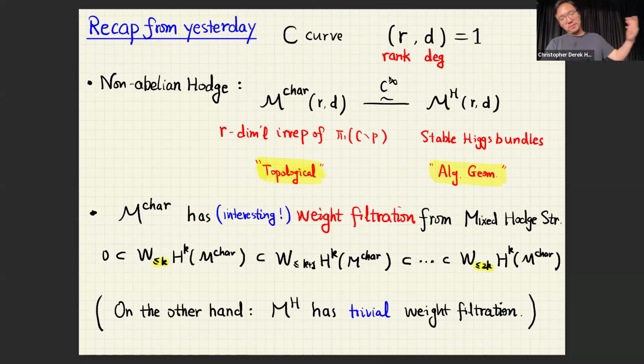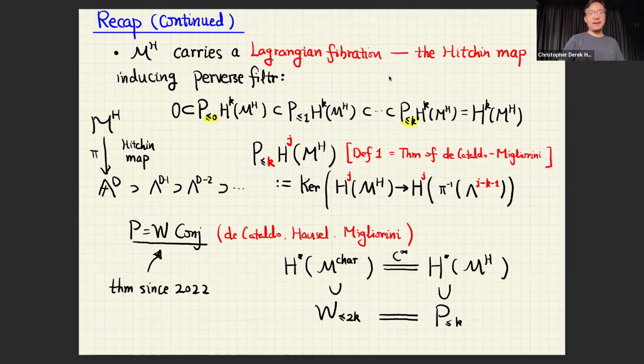On the other hand, if you look at the Hitchin moduli, the moduli of Higgs bundles, then because of the C star action, it is not very hard to show that MH has a trivial weight filtration. In other words, although this is not a proper or compact variety, the mixed Hodge structure is actually pure. Every class in HK has weight K. So the more complicated, more interesting object to look at is the weight filtration for the character variety associated with the surface group.